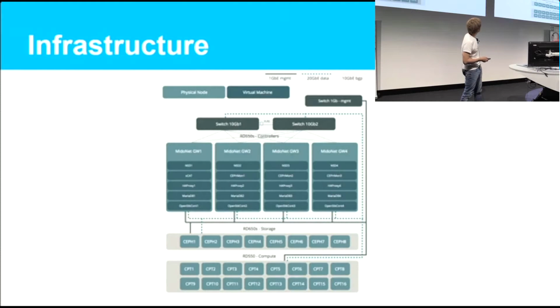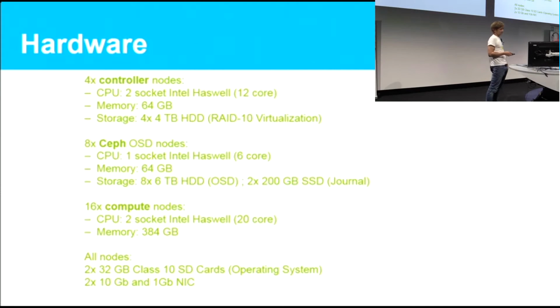So it's an image like this. The darker shade is the virtual machine, whereas the lighter shade is the physical node, like the gateway host on top. Anyway, I guess quickly I'll go over the hardware.